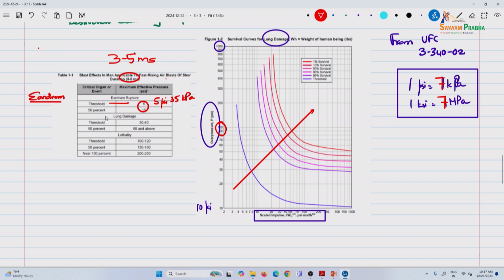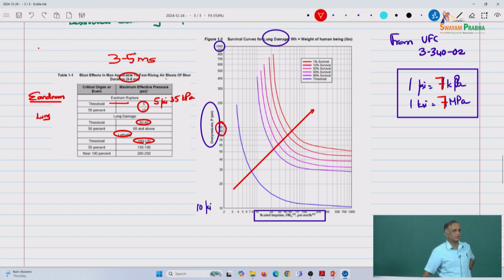Then lung damage, this is for lung, and it goes a little higher, which means you see that the human body is actually capable of withstanding a fairly high pressure for a short duration, of course. So this is 30 to 40 psi, and the lethal force threshold is a really high pressure. When you start looking at 100 psi, to generate that kind of pressure with explosives, it takes a lot. It depends on the standoff distance.